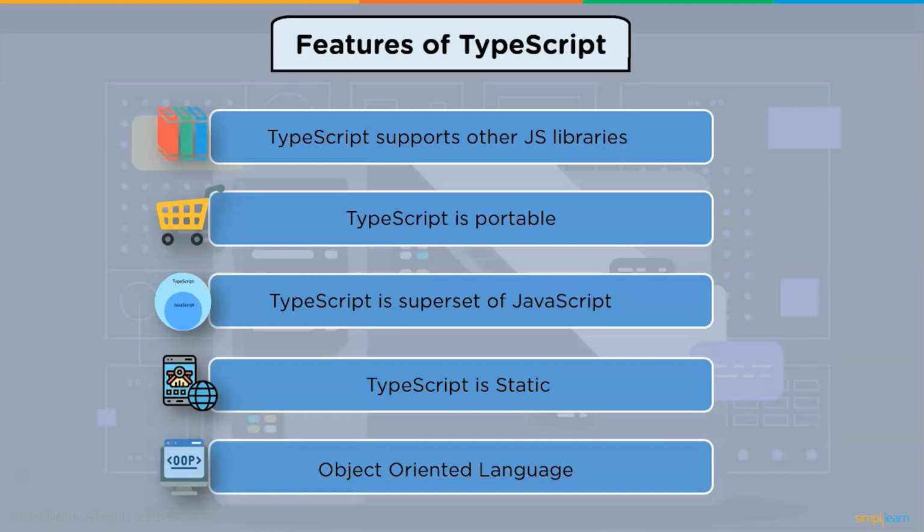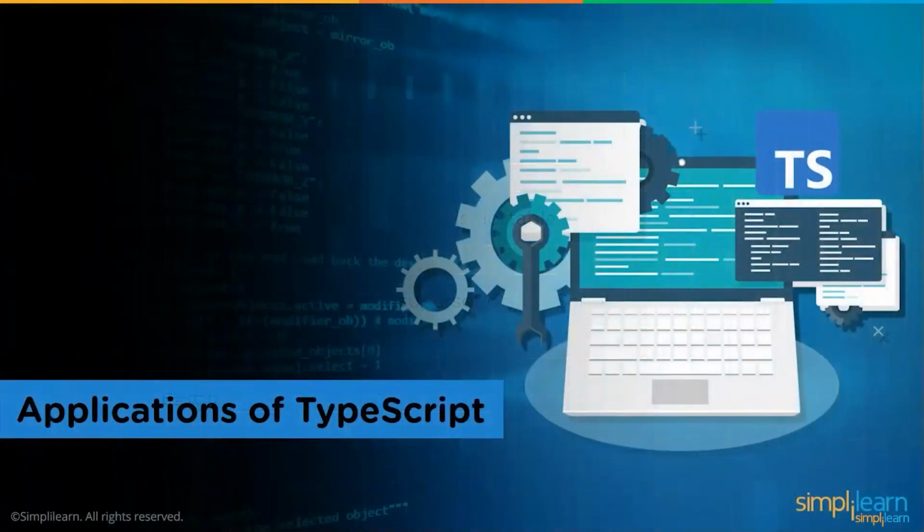Object-oriented programming. When it comes to object-oriented programming with JavaScript, TypeScript shines. Because of the class keyword, it makes object-oriented programming look quite similar to programming in other object-oriented languages like C# or Java. Applications of TypeScript.